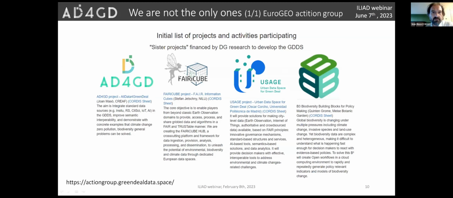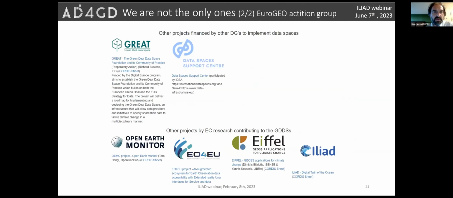FeriCube is more in structuring remote sensing, Earth observation data cubes, and All Data for Green Deal is partially interested in in situ data, but also on the other components. We are collaborating with the Green Deal Data Space Foundation and its community of practice, something that is called the GREAT. They are going to provide a blueprint on how the Green Deal data space will look like.